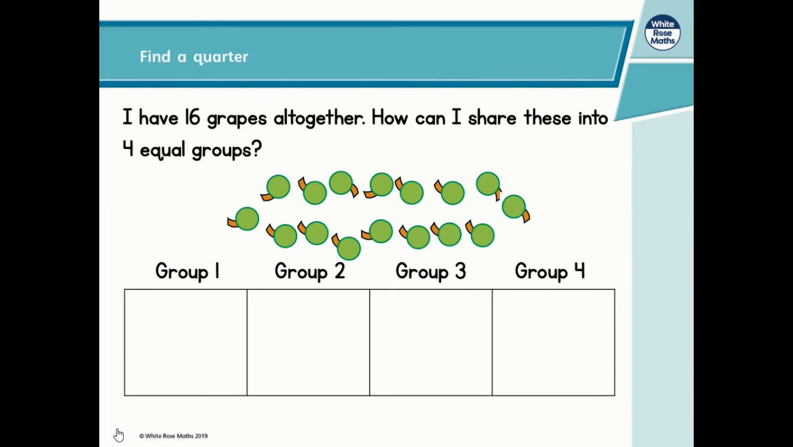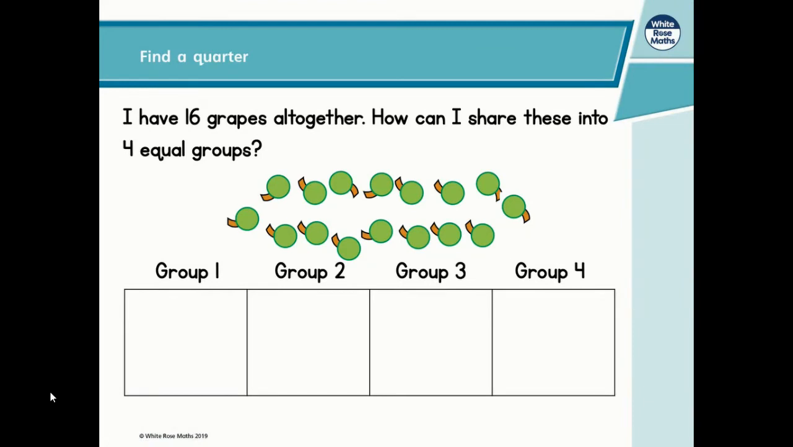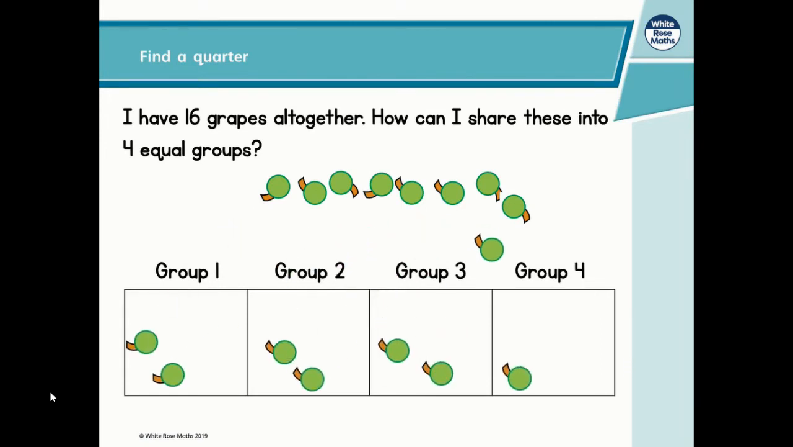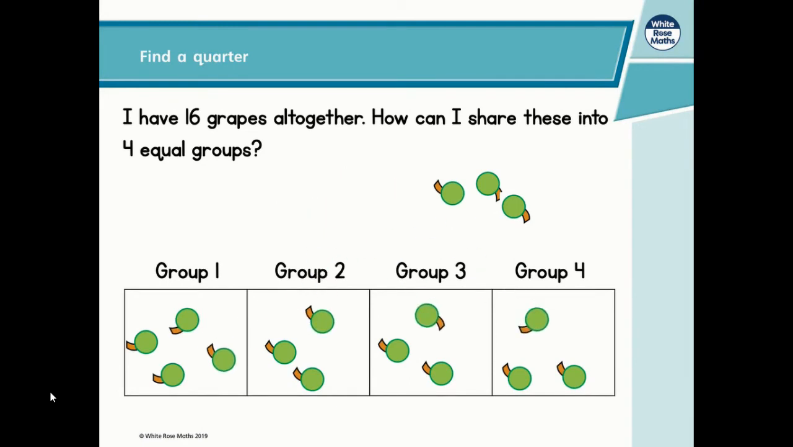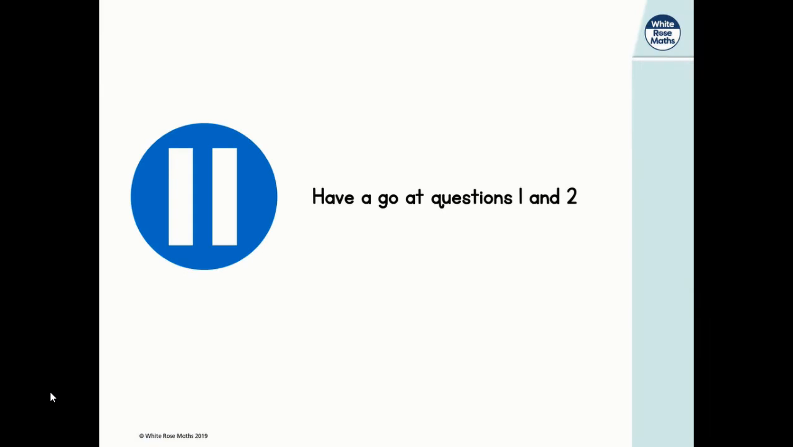I have 16 grapes altogether. How can I share these into 4 equal groups? Remember, just like before, if you're doing this at home or at school, there don't have to be grapes. I slide 1 at a time into group 1, group 2, group 3, and group 4. 16 grapes have been shared equally between 4 groups. There are 4 grapes in each group. We now know that 1/4 of 16 is equal to 4. Pause here and have a go at questions 1 and 2.